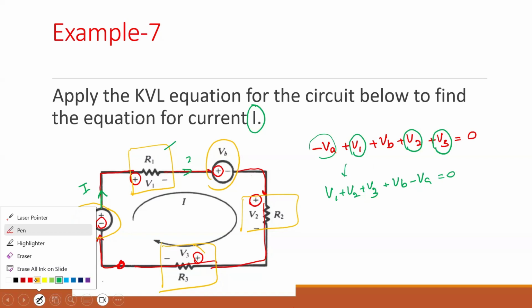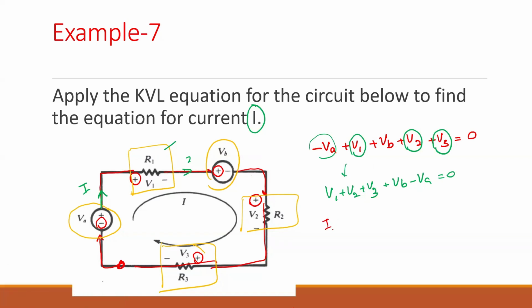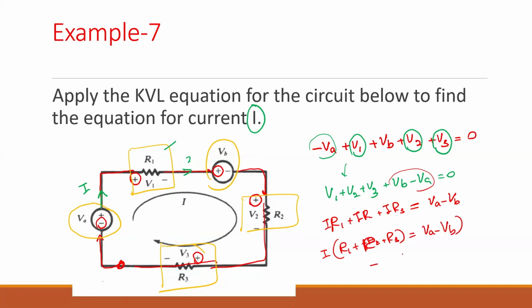So we can say this is IR1 plus IR2 plus IR3 plus, or else you can take this to the other side, which is VA minus VB. So I is common, so we can say I times R1 plus R2 plus R3 is equals to VA minus VB. So I is equals to VA minus VB over R1 plus R2 plus R3. Are we good? Any question? So you can simplify it like that.